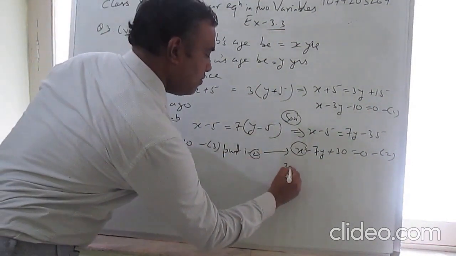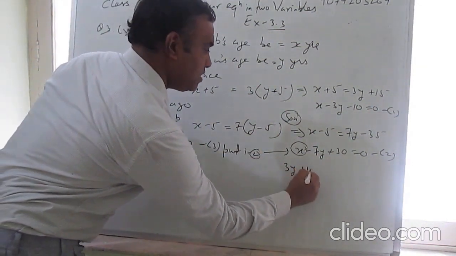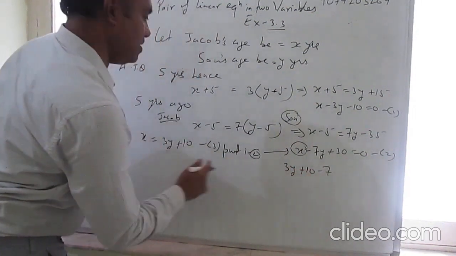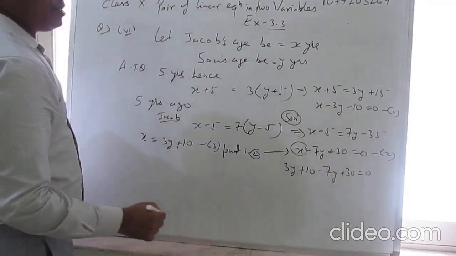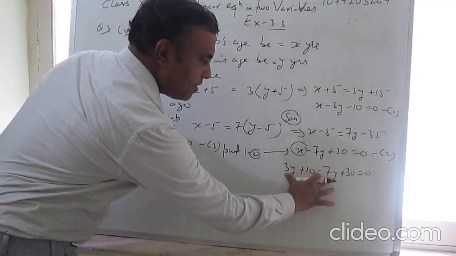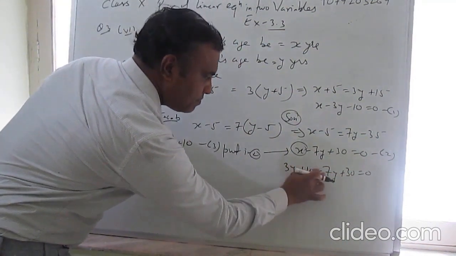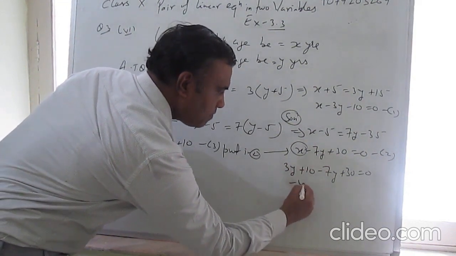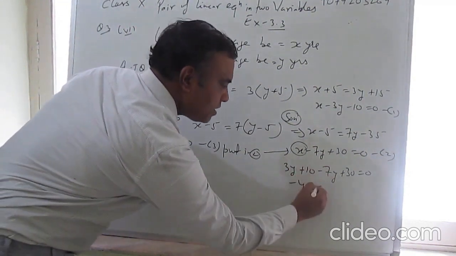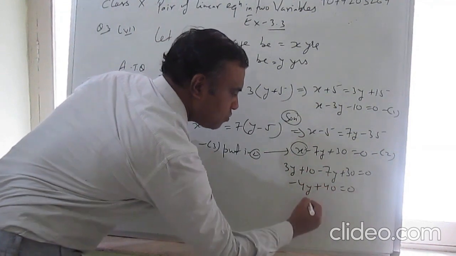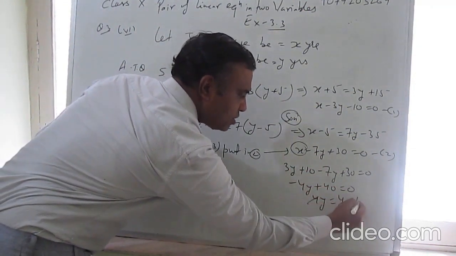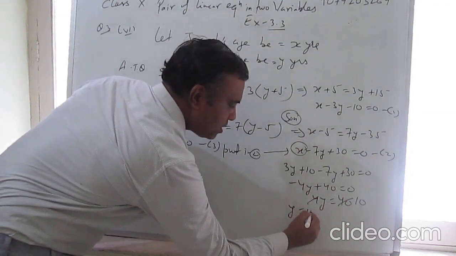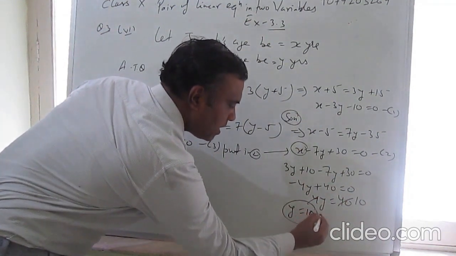Put in 3y plus 10 minus 7y plus 30 is equal to 0. See here, 3y minus 7y, minus 4y plus 40 is equal to 0. 4y is equal to 40. This means y is equal to 10. So y is equal to 10.